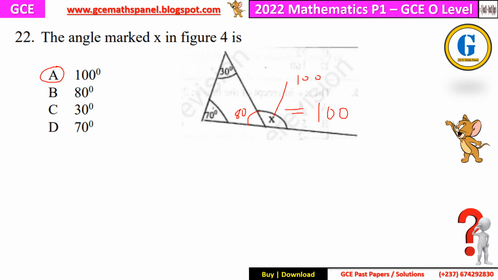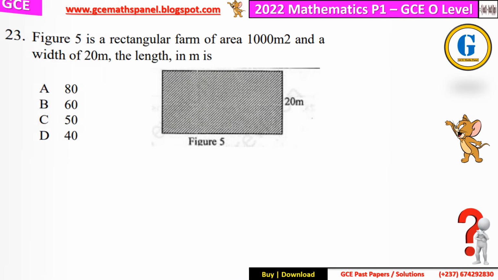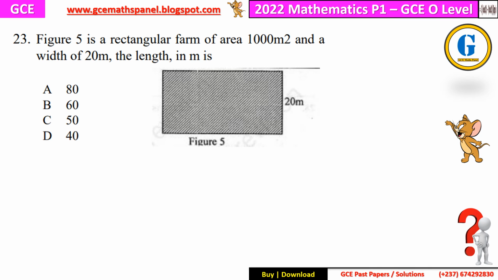Number 23. Figure 5 is a rectangular farm of area 1000 square meters and width 20 meters. The length in meters is. What's the formula for area, guys? Please talk as you watch the video. Area is equal to length times width.